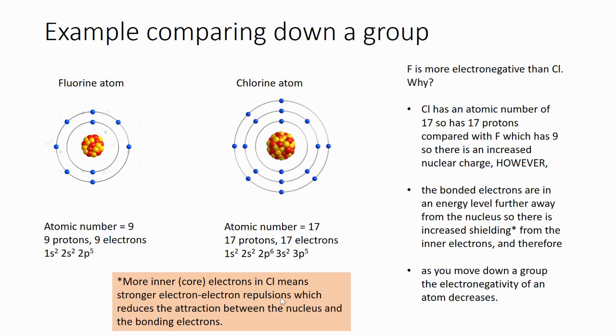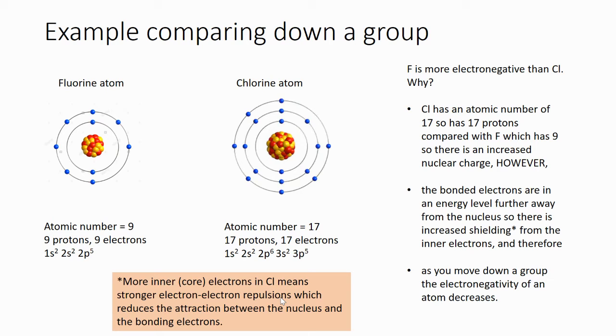Here is an example question. Fluorine is more electronegative than chlorine. Why? The first thing to establish is that chlorine is below fluorine on the periodic table. Chlorine has an atomic number of 17, so has 17 protons, compared with fluorine, which has 9. So there is an increased nuclear charge. However, the bonded electrons are in an energy level further away from the nucleus, so there is increased shielding from the inner electrons. And therefore, as you move down a group, the electronegativity of an atom decreases.